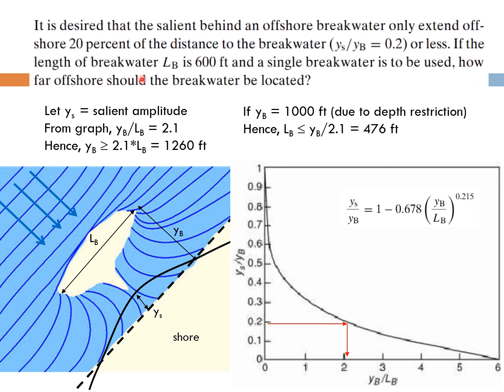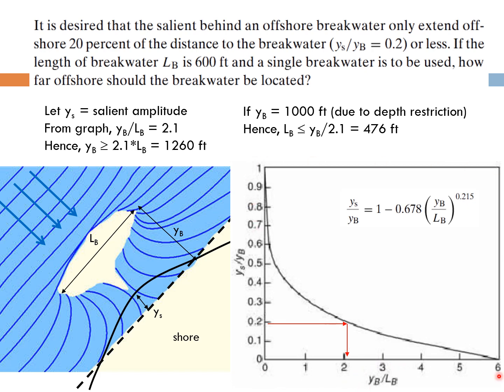If the length of the breakwater LB is 600 feet and a single breakwater is to be used, how far offshore should the breakwater be located? So how far can it be located? What is YB? In this particular case, we are given a graph which provides the correlation between the ratio of ys over yb to the ratio of yb over lb.